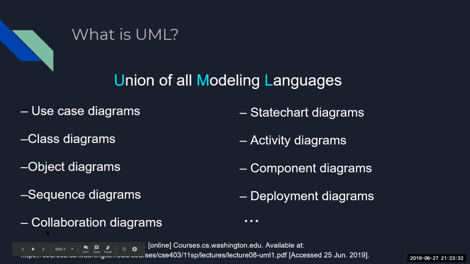UML stands for Unified Modeling Language, which can be interpreted as a union of all modeling languages, or at least most of them. Listed here are some of the diagrams including use case, class, object, sequence, collaboration, state chart, activity, component, and deployment diagrams. UML provides a standard for using all of these different kinds of diagrams. For this presentation, we will only focus on the UML standards for the class diagram.